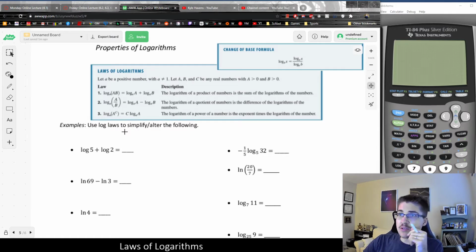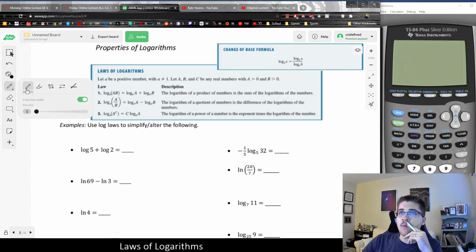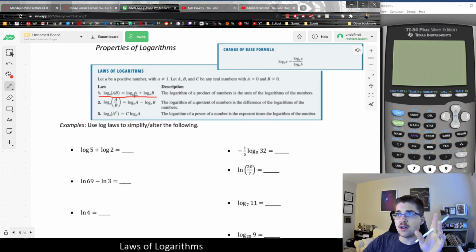What it says is use log laws to simplify or alter the following. Like for the very first one in the packet, we could always take two logarithms and combine them together. What the directions might say in these first couple examples is combine the following logarithmic expressions. Basically, what I need to first determine is which log law I am going to be using. Like for here, since I have log of 5 plus log of 2, I would use number 1, because number 1 tells me if I have log plus log, that it will be equal to log of AB.